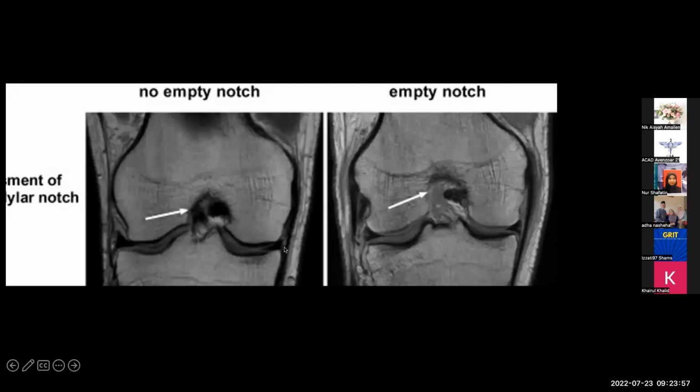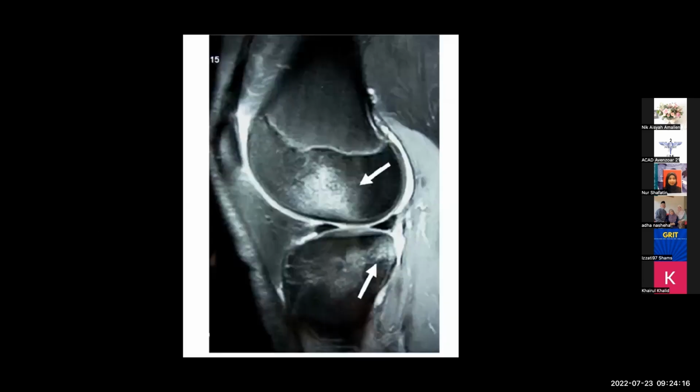This is the empty notch sign. If the notch is black, it is not an empty notch, meaning it is normal, because the ligament fibers are black. If it is empty like this, it means there is an injury, the ACL is absent or injured. Another finding you can see is bone bruising, the whitish areas here. One thing you need to understand is that the bone bruising is not at the site of attachment. It is not because the ligament pulled on it.